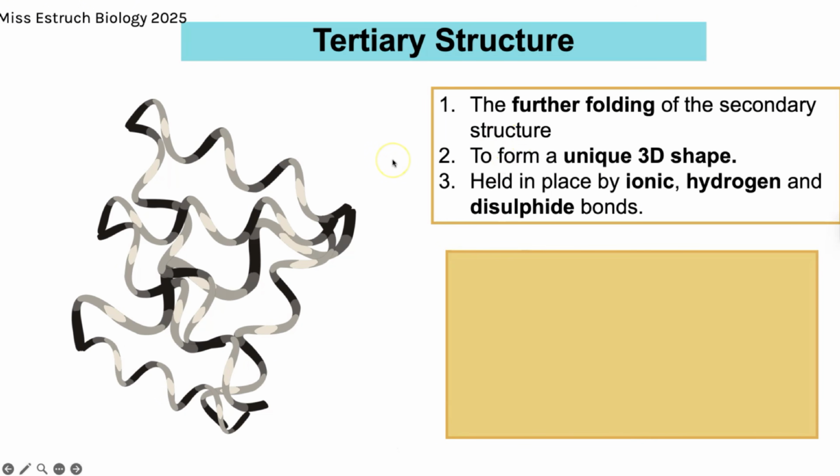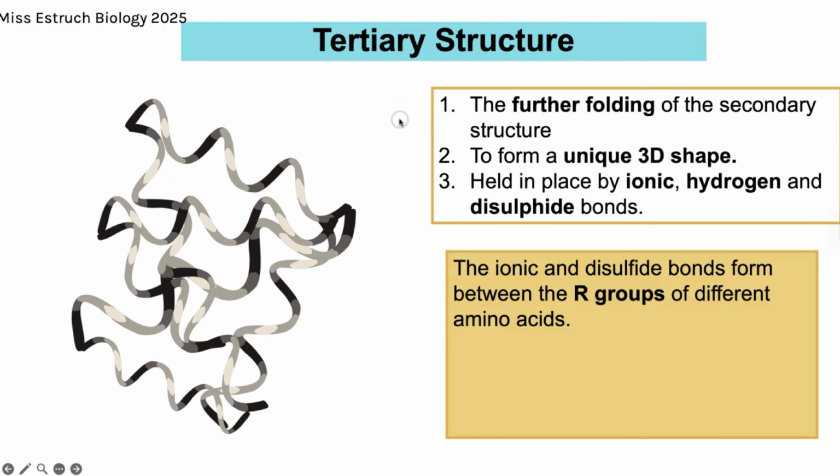So this is often a 3-mark definition. It's the further folding of that secondary structure. So again, this is happening in the Golgi body where you process and package proteins. That forms this unique 3D shape. It doesn't look a lot there because it's just a load of squiggly lines, but that is folding on top of folding to create a 3D shape. And then the third mark, you have to name the different bonds that hold that 3D shape in place. So you have ionic bonds, more hydrogen bonds, and sometimes you get a disulfide bond.